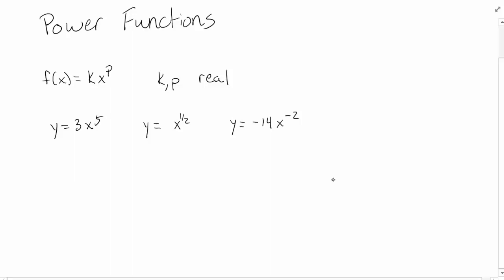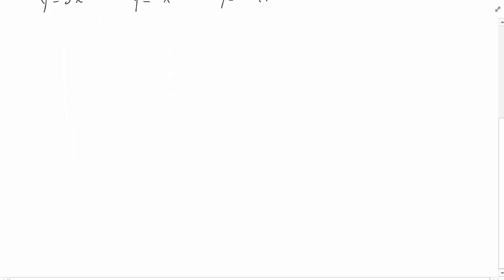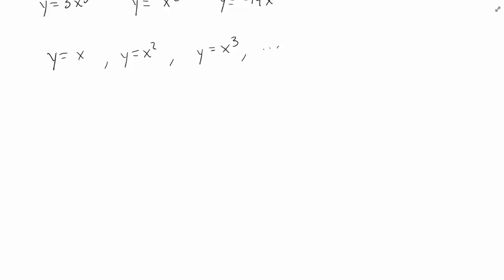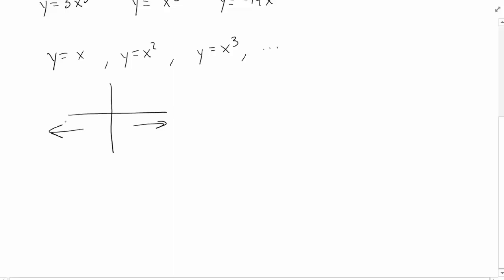The ones that I want to focus on in this video are ones that look like y is equal to x, y is equal to x squared, y is equal to x cubed. Keep going. So I'm going to go with positive integers for my exponent. The reason for that is I want to figure out the end behavior of these types of power functions. End behavior means if you're talking about the graph of this, what's happening way out to the right for really large x values and way out to the left for really large negative x values.